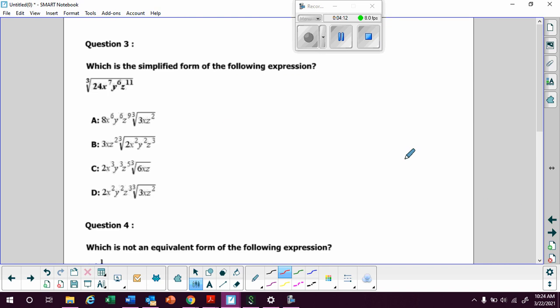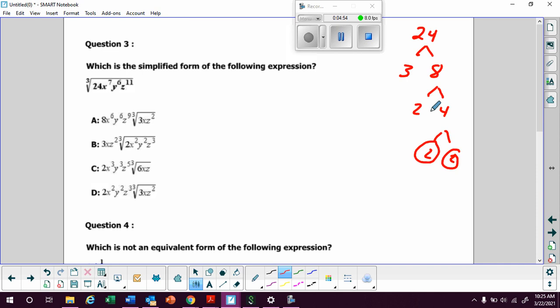All right. This is, which is the simplified form of the following expression, right? So this is the cube root. Now everything that I have needs to come out in terms of 3's, right? So the first thing I'll do is take 24 and factor 24, right? I know 24 is 2 times 16, right? No, not 2 times 16, 2 times 12, sorry. Or you can do 3 times 8, whichever one you guys can see. 3 times 8, and then this is 2 times 4, and this is 2 times 2, right?